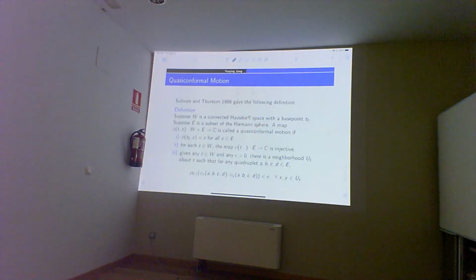But third, they change the holomorphic condition into this: for every t in W and any epsilon bigger than 0, there is a neighborhood of t such that for every a, b, c, d in E, four points, the image is also four points because it is injective. So then for four points you can talk about the cross ratio. I will show you what this cross ratio is. For different points, you have four points, then the cross ratio will be very close, with respect to the hyperbolic metric on the twice punctured sphere.